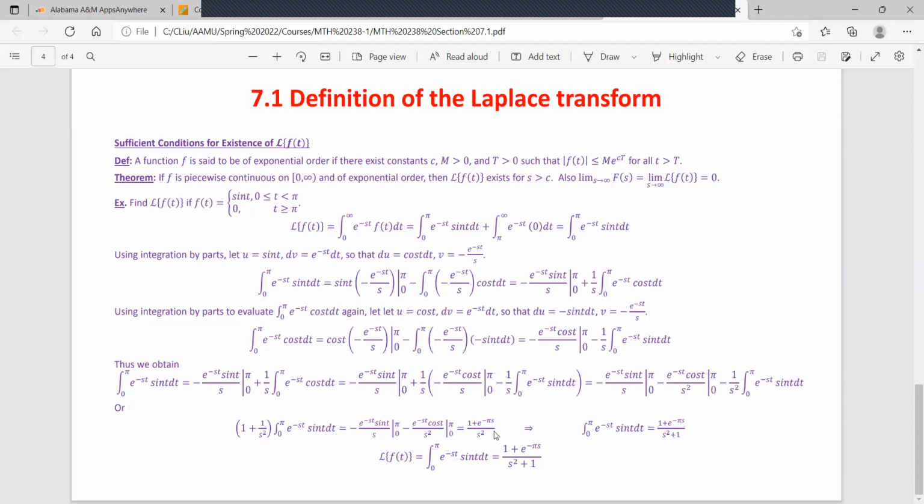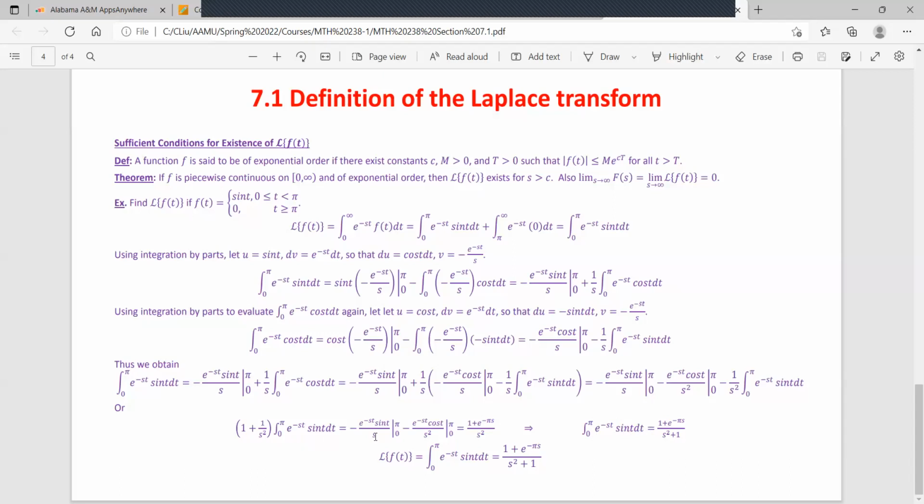And if you rearrange the terms a little bit, put the 1 in the front, you get 1 plus e to the negative pi s over s squared. I just wrote e to the negative s pi as e to the negative pi s, and they're the same. So we got this simple expression. So what you do is just divide by 1 plus 1 over s squared on both sides to obtain this integral. And after some simplification, the answer is 1 plus e to the negative pi s over s squared plus 1.